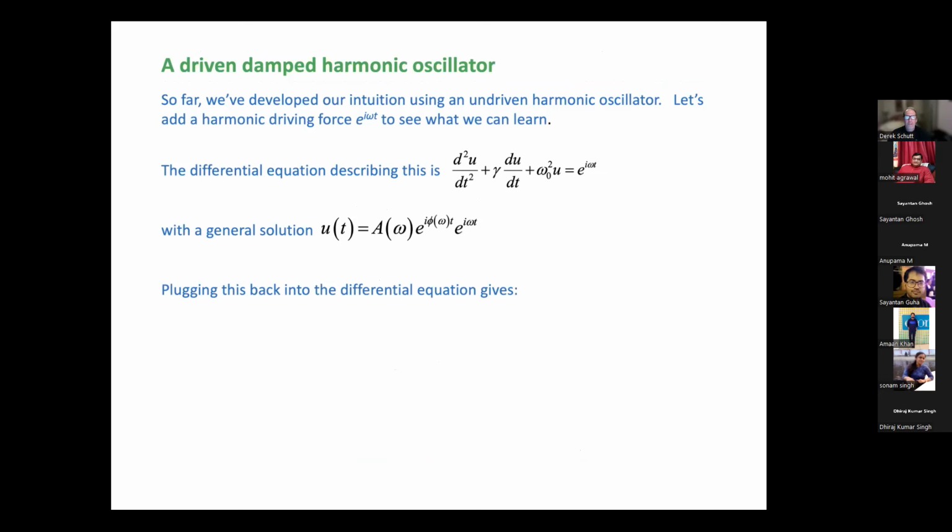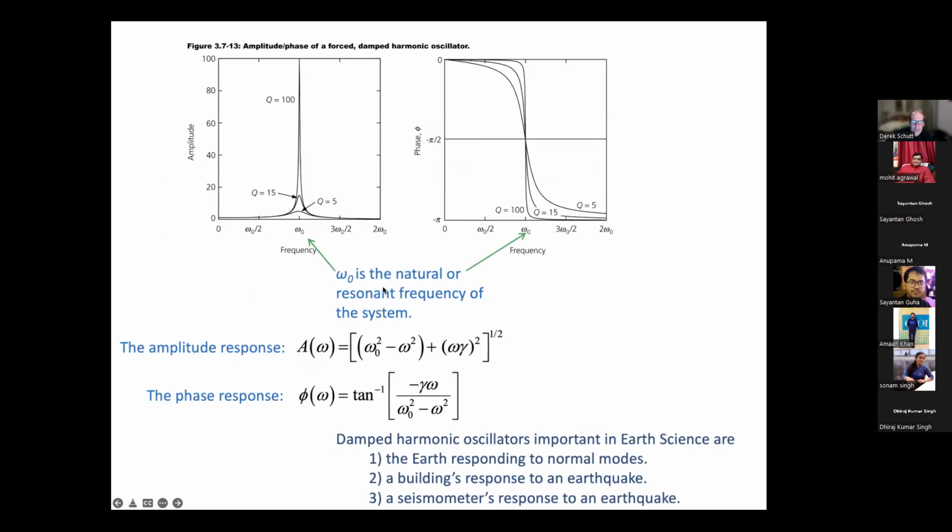So we developed our intuition using an undriven harmonic oscillator. And let's add a harmonic driving force, e to the i omega t, to see what we can learn. So the differential equation describing this is now this, with a general solution, u of t equals A of omega e to the i phi e to the i omega t. Plugging this back into the differential equation gives an amplitude response and a phase response.